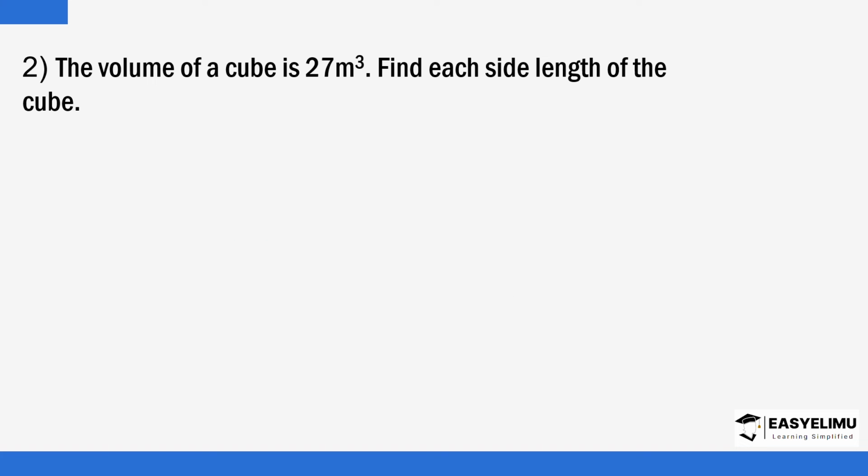Now, the volume of a cube is 27. Find each side length of the cube. So again, we have length by length by length being equal to 27. What did we multiply by 3? Realize this is going to be 3 by 3 by 3, which gives us 27. So it means the length here is going to be 3 centimeters.